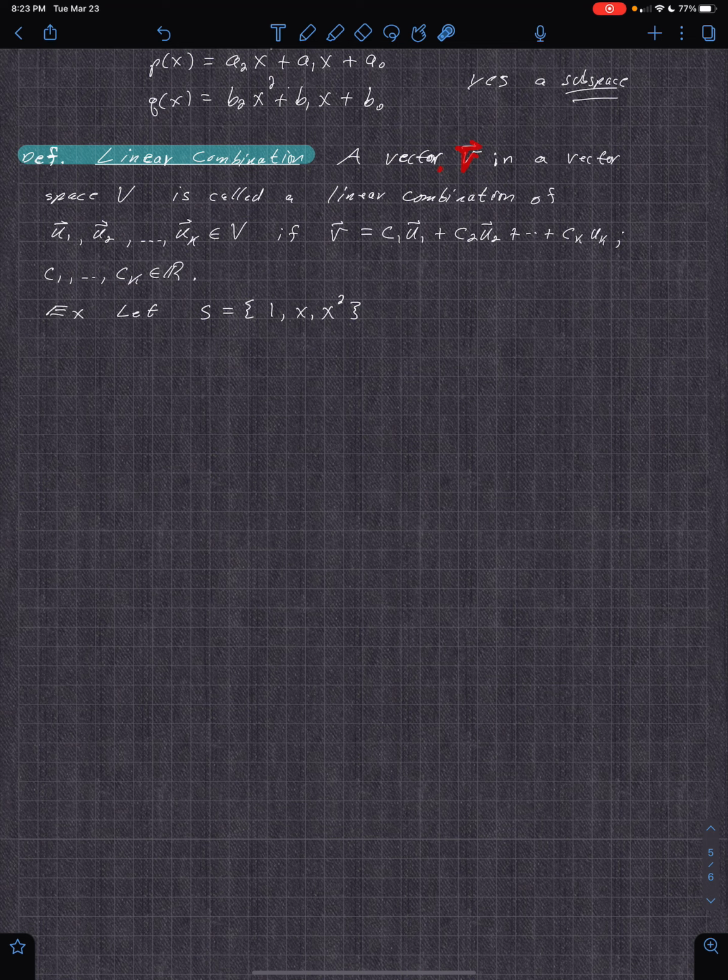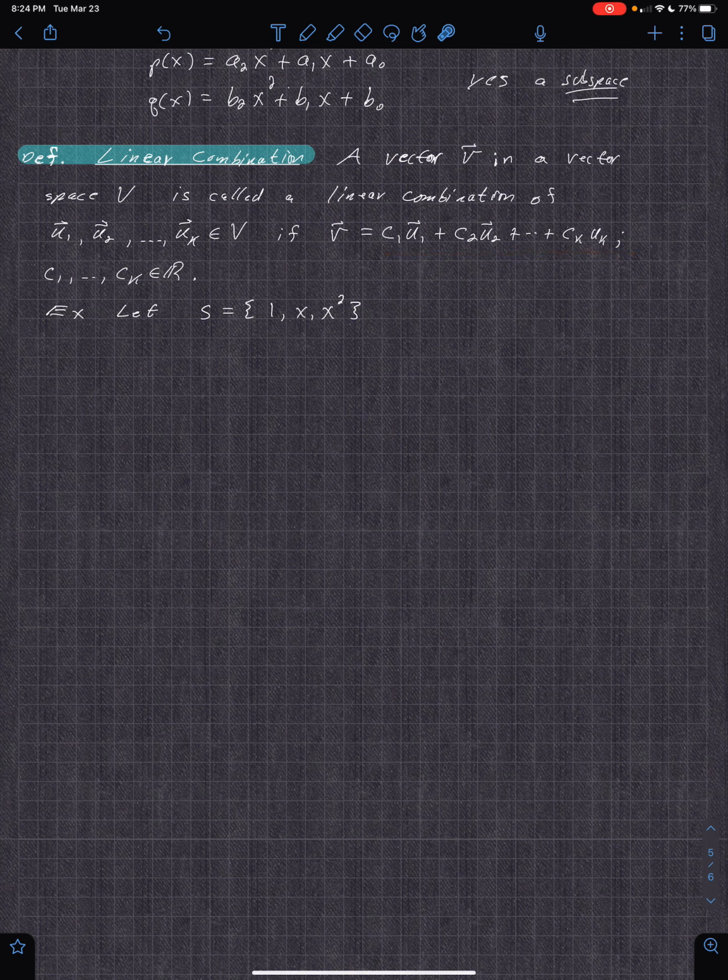So linear combination: a vector v in a vector space, capital V, is a linear combination of these vectors in V if you can write v like this, just like before, where the c's are our scalar multiples. So that's what is familiar to us for a linear combination. So let's look at an example.